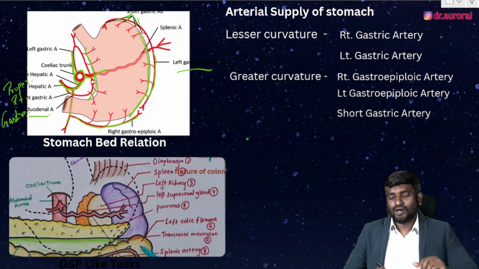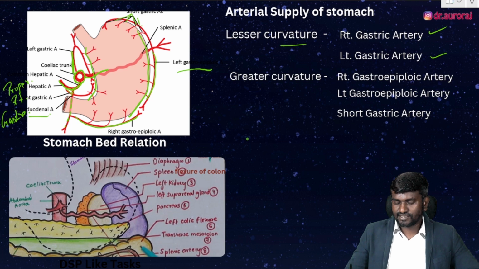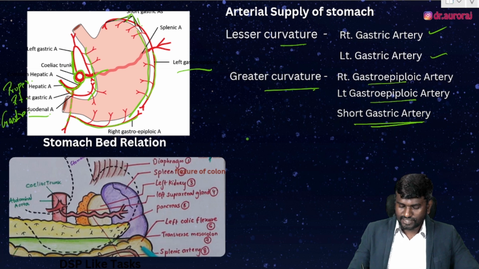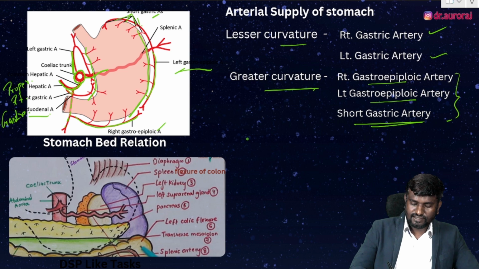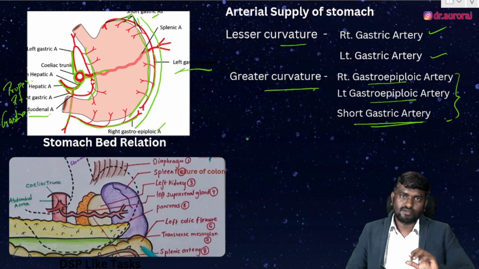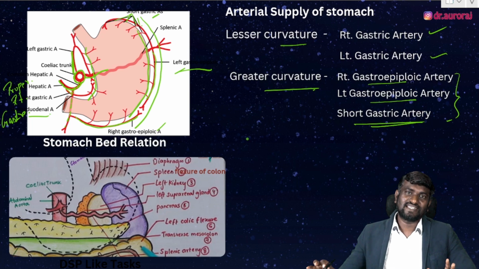Very good. Now, the lesser curvature, you could see the right gastric artery and the left gastric artery, whereas in the greater curvature, it's going to be the right gastroepiploic artery, left gastroepiploic artery, and the short gastric artery. These are going to be seen in the greater curvature of the stomach. Very important, please remember. Next, talking about the stomach bed relation.